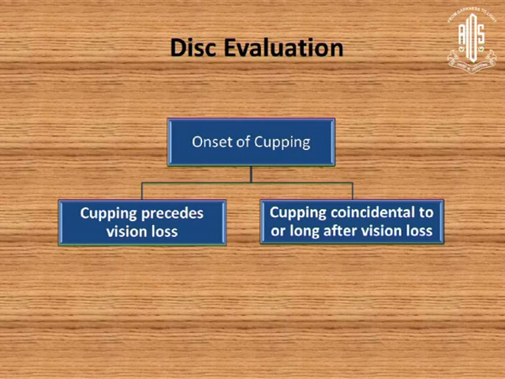Coming to the disc evaluation, we cannot decide just on the basis of a single disc evaluation. The entire history and the onset need to be considered. The most important thing we need to see is that the onset of cupping in glaucoma precedes the vision loss. So you have this cupping going on for a long time before central visual acuity is affected. Whereas in a non-glaucomatous cause, the cupping occurs coincidental to or long after the actual visual loss happens.